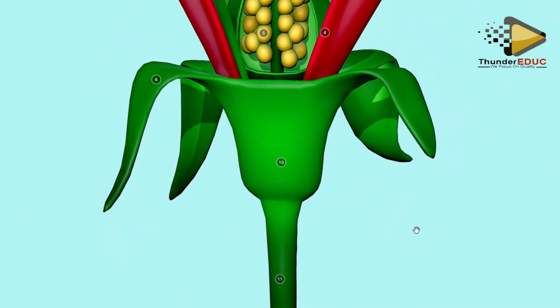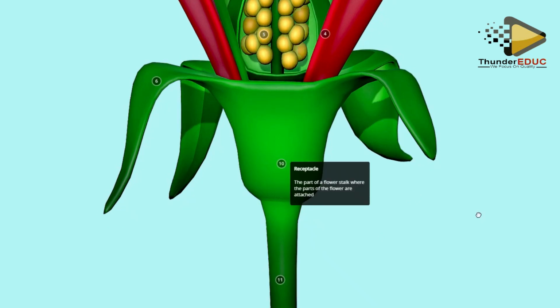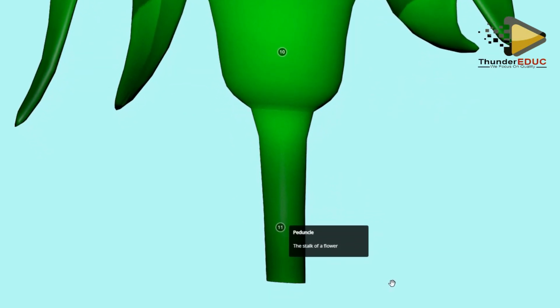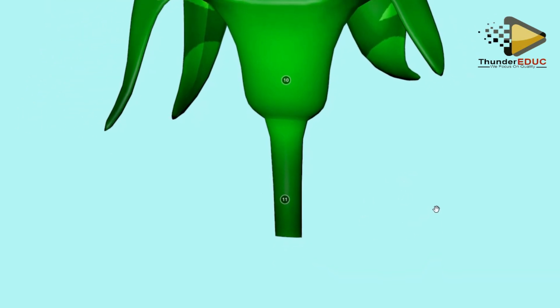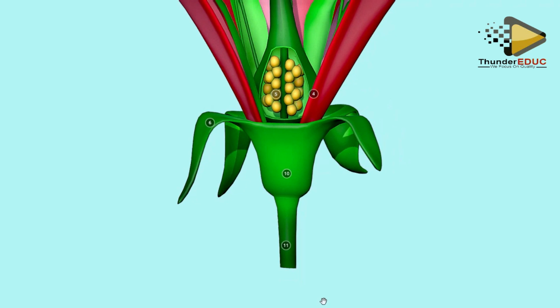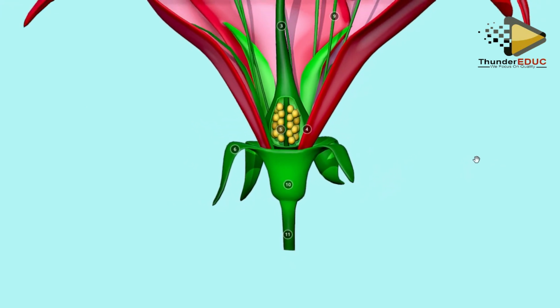Then it has what is called a receptacle. As you hear the word receptacle, it receives, it holds the upper part of the flower. Then the receptacle is connected to what is called the stalk, or sometimes we call it the pedicel. So the pedicel is also another part of the flower. The pedicel or the stalk is the one which connects the flower to the main part of the plant.